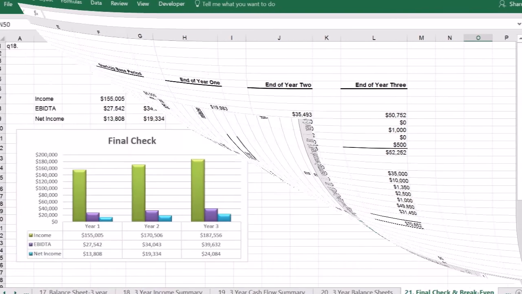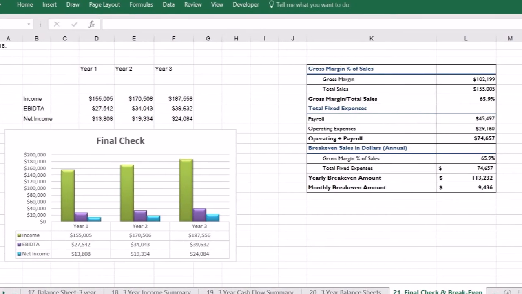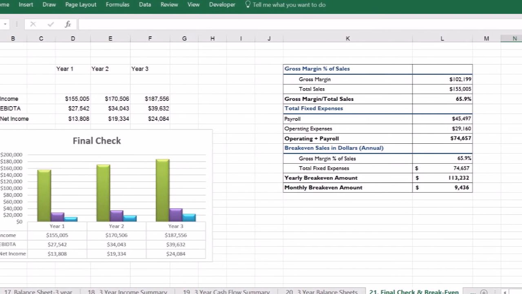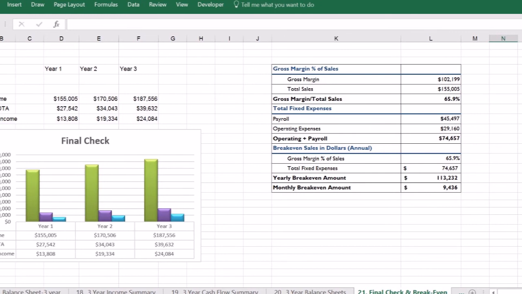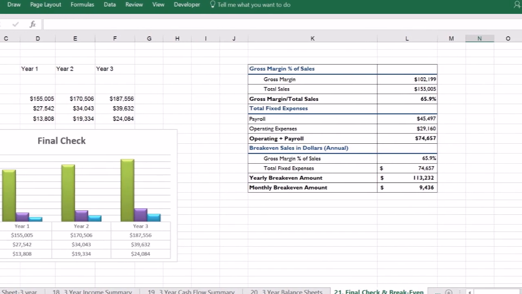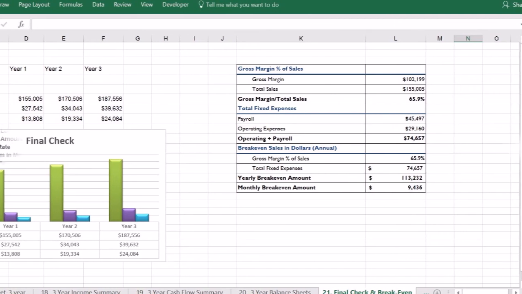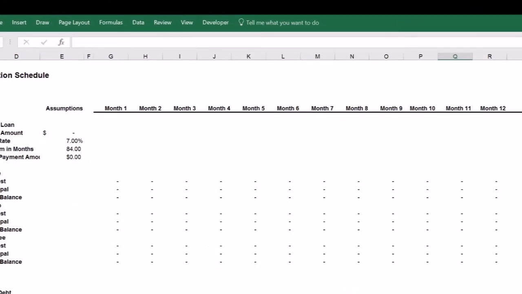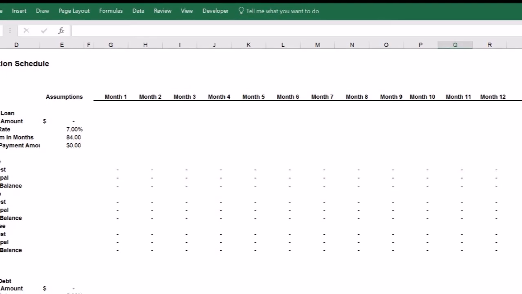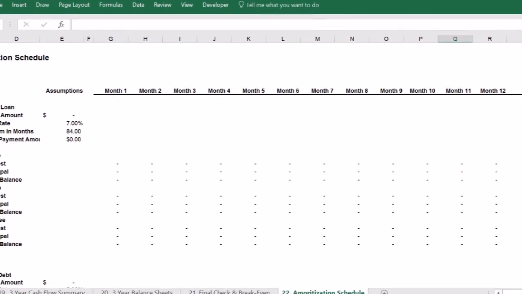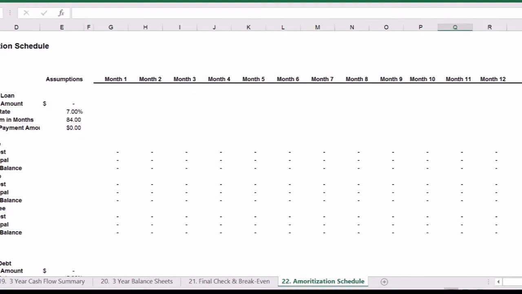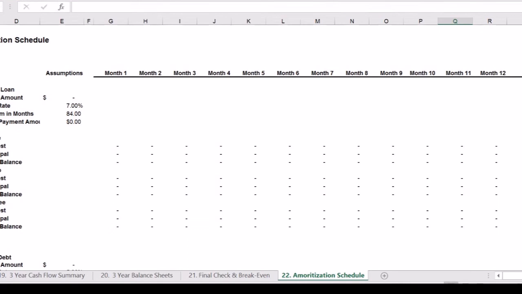We now come to the final check and break-even analysis. There is nothing to do or change on this sheet. Everything here is automatically calculated and generated. You can paste the information from this sheet into your business plan if you would like. Lastly is the Amortization tab. This worksheet is automatically calculated and will include a detailed breakdown of any commercial loan you may have entered for the business. This sheet can be helpful if you are seeking debt financing in the form of a loan.